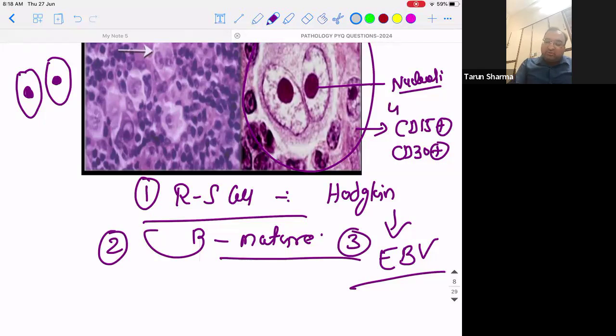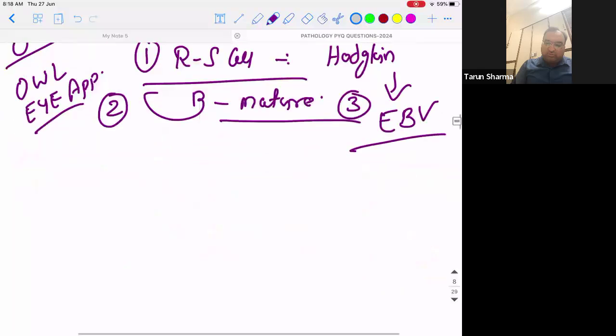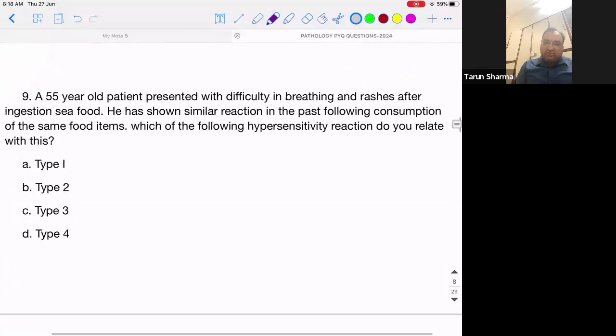Which is the most common infection associated with Hodgkin's lymphoma? EBV infection. What are the characteristic tumor markers of Hodgkin's lymphoma? CD15 and CD30 positivity. What is the characteristic of the RS cells? They are binucleate cells, having the owl eye appearance. I think this covers all the important questions you must know about Hodgkin's. Let's see the next question.